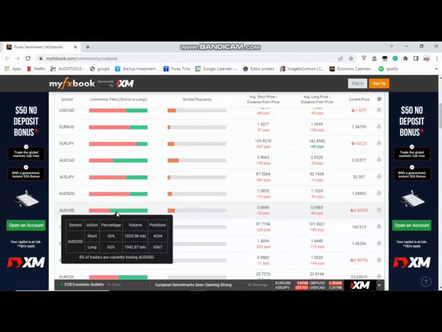Volume wise, if you can read the volume on this little box, you can see 1029.98 lots are on the selling position, but 1942.87 lots are buying. So I know I want to buy. I want to go where the crowd is going. So yes, I am looking for a buy position.